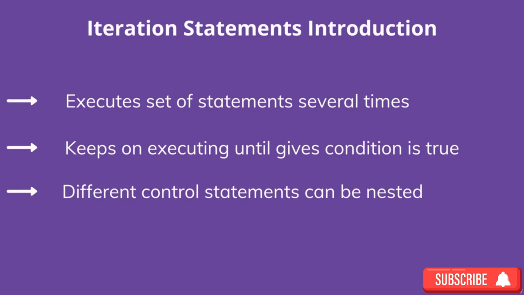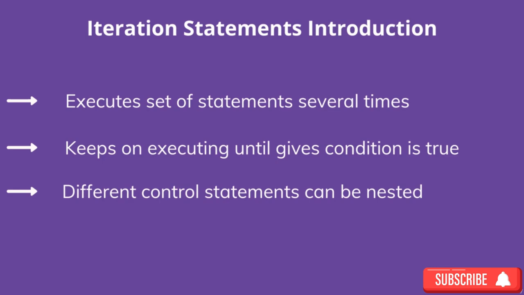For example, as I said, I want to find all the even numbers from 1 to 100. So the condition is that the value of i, or whichever variable I am using, should be less than or equal to 100. As soon as the value exceeds 100, the loop must get terminated. So this is what is written here: keeps on executing until a given condition is true.